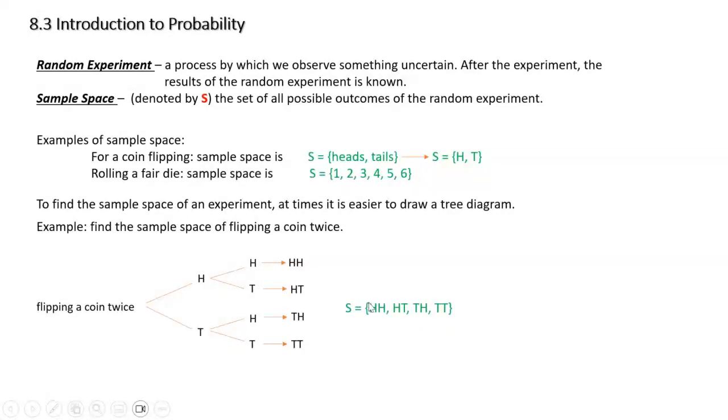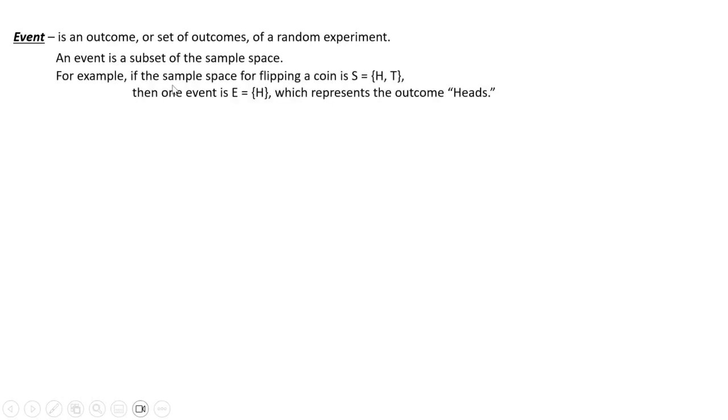The sample space you have to write with brackets, which means it's a set. It can be HH for heads, heads, HT for heads, tails, TH for tails, heads, and TT for tails, tails. Now, an event is an outcome or a set of outcomes of a random experiment. An event is a subset of a sample space. For example, if the sample space for flipping a coin is heads or tails, then one event, denoted by E, is equal to H, which is heads. That's one event, which represents the outcome heads.